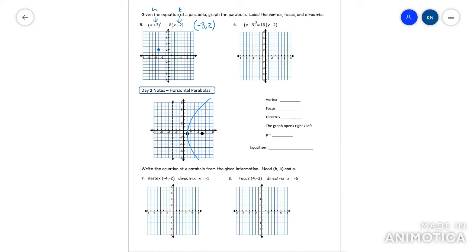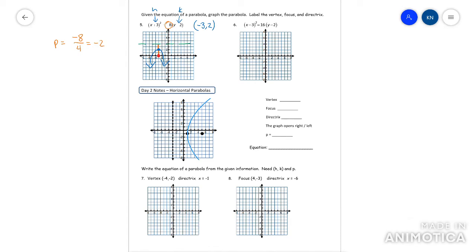Now, the tricky part of this is getting your p-value correct. You take whatever number's here, -8, and you divide by 4. So my p-value is -2. What that means is from this vertex, I'm going down 2 units to get to my focus. So that tells me that the graph opens something like this. It also tells me that my directrix is 2 units up, 2 units the opposite way right there.